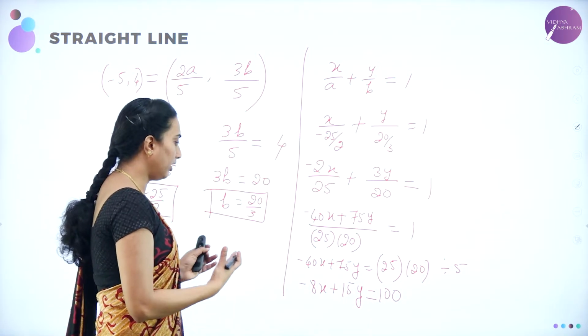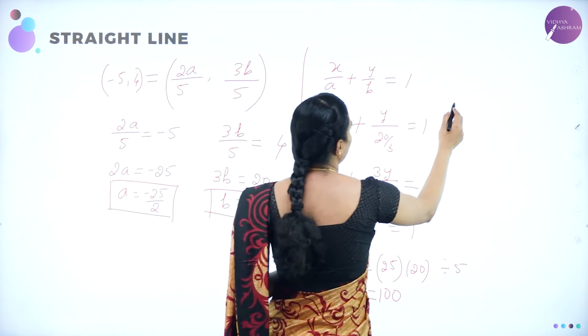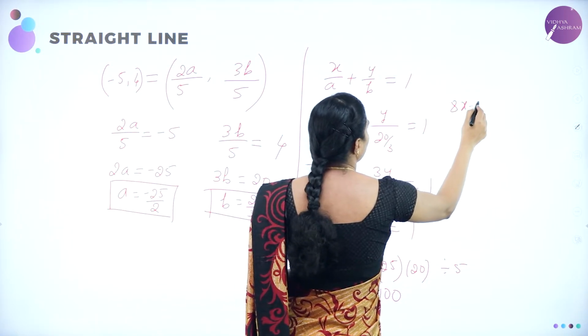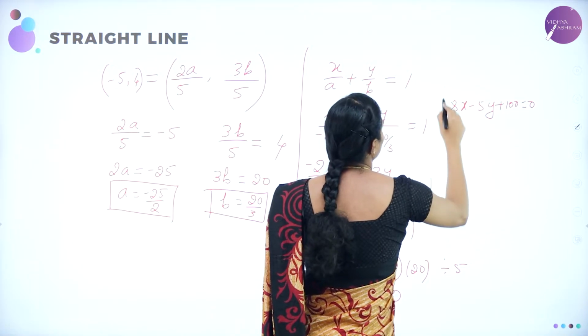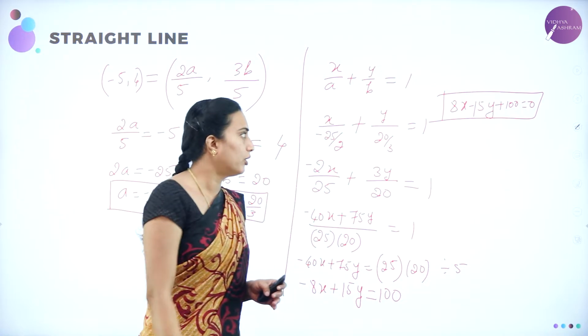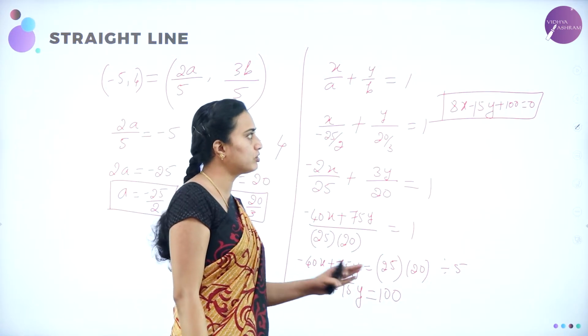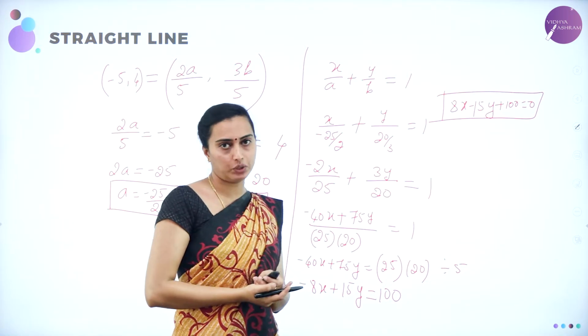If you want, you can shift all the terms to that side. It will become 8x minus 15y plus 100 equal to 0. This is your equation. I hope you got this one, shifting all the terms to that side. Okay, so you can have this equation.